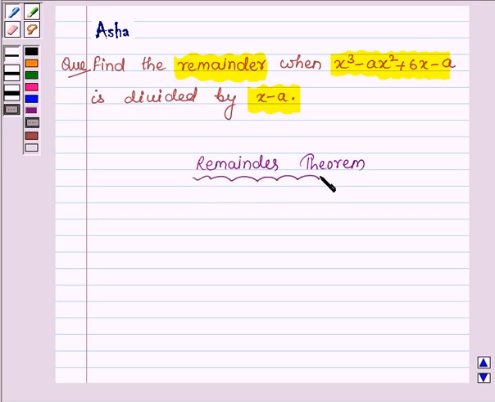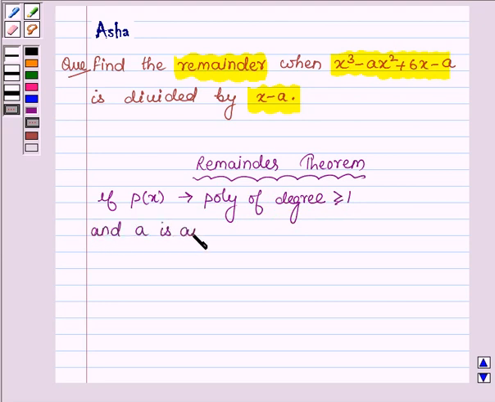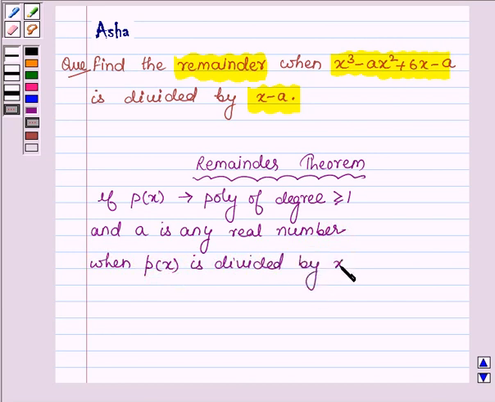It says, if p(x) is any polynomial of degree greater than or equal to 1, and a is any real number, then when p(x) is divided by the linear polynomial x minus a, the remainder is equal to p(a).